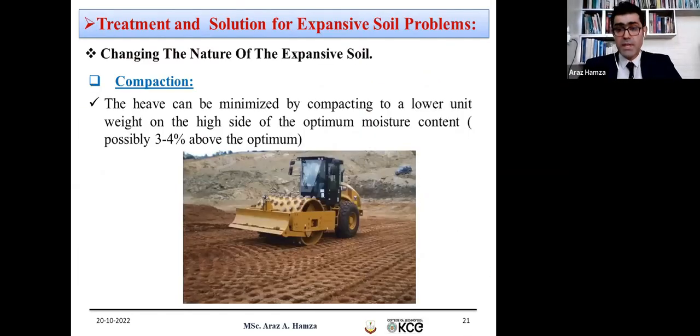Compaction. We can compact the soil to change the nature or the structure of the soil. By the compaction process, we can increase the density of the soil. We can reduce the amount of air voids inside the soil. That's why this is one of the techniques that can be used to change the nature of expansive soil.